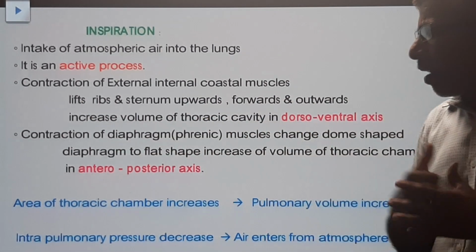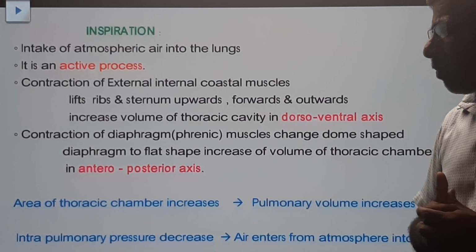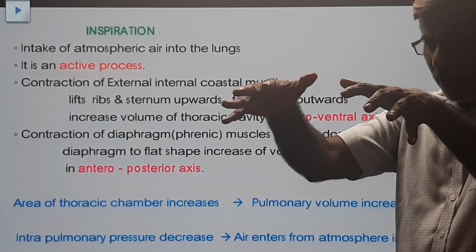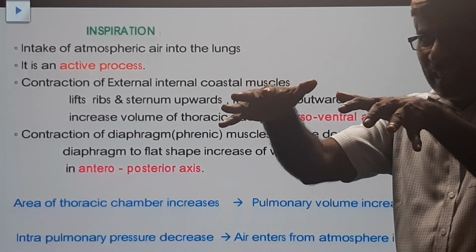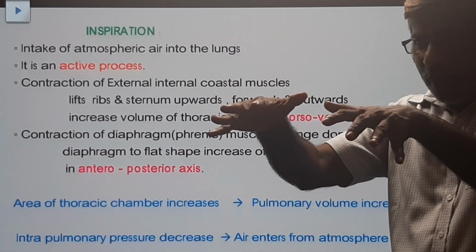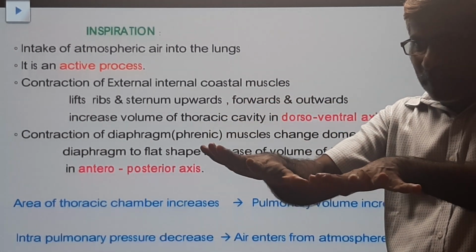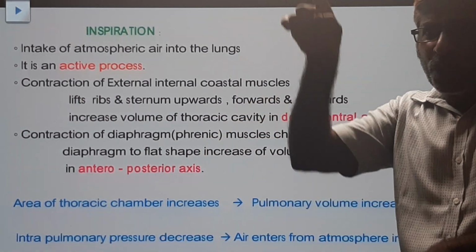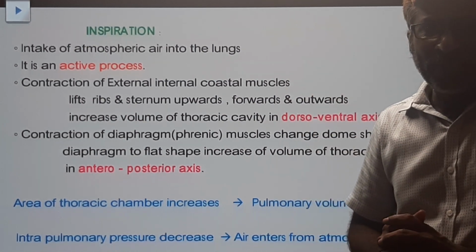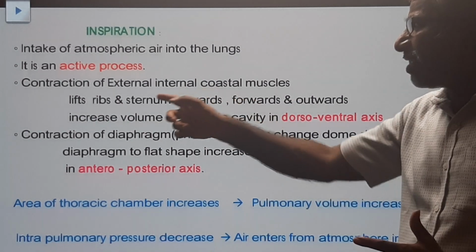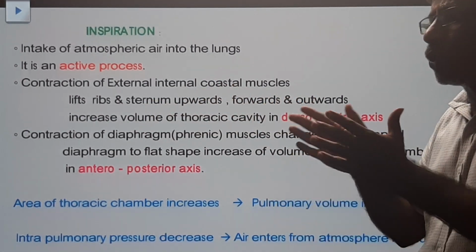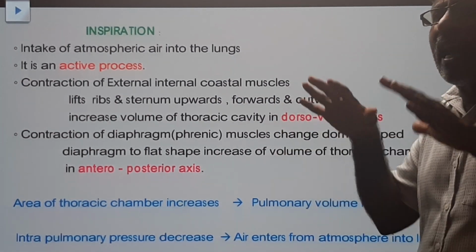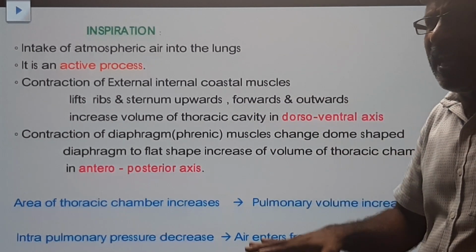The second muscles are the phrenic muscles, which are present in the diaphragm. The diaphragm is present in a dome shape. Because of the contraction of the phrenic muscles, the dome-shaped diaphragm becomes flat. When the diaphragm becomes flat, the anterior-posterior area increases. Because of the external intercostal muscles' contraction, the dorsoventral area increases, and because of the diaphragm muscles' contraction, the anterior-posterior area increases.